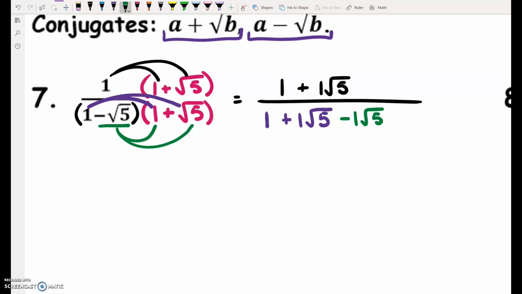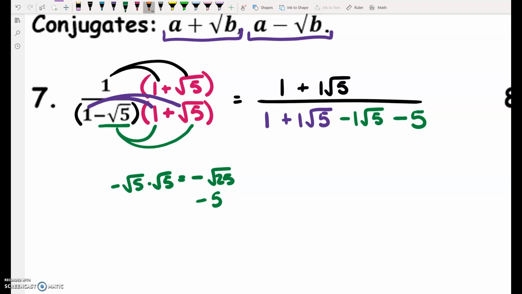Anyone know what that is? Negative times positive is going to be negative. The square root of 5 times the square root of 5 would be the negative square root of 25. What's the square root of 25? So it would simply be negative 5. The negative square root of 5 times the positive square root of 5 is negative 5.